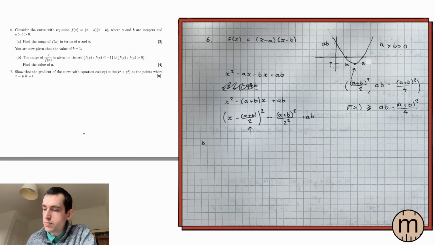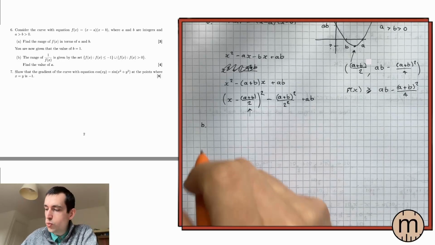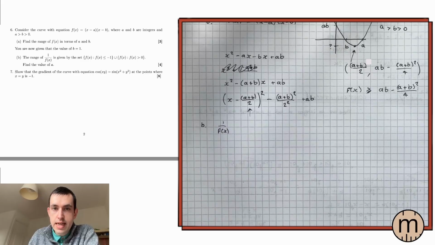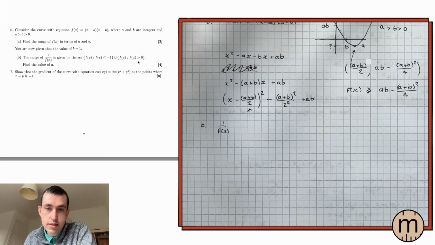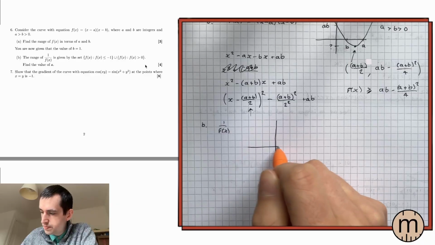As with some of these other ones, part b gets a bit funkier. We're now told that the range of 1 over f of x is given by this set here. f of x is less than or equal to minus 1, or f of x such that f of x is bigger than 0. Let's try and work out how we'd even draw 1 over f of x, because that's going to be the key to this problem.